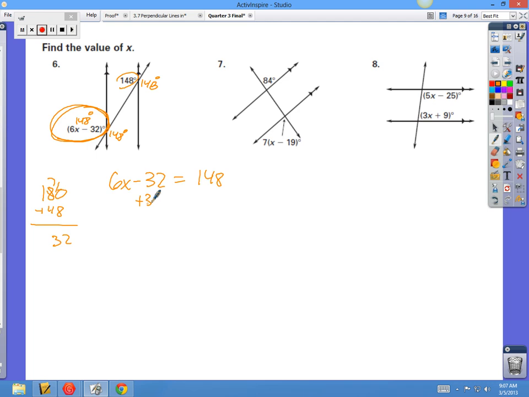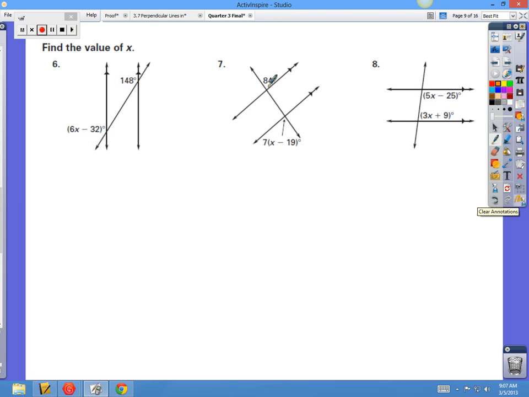Just plus 32, plus 32. So you're going to have 6x equals 180. So, divide by 6, divide by 6, x should be 30. Alright, x has to be 30. Done. Number 7.